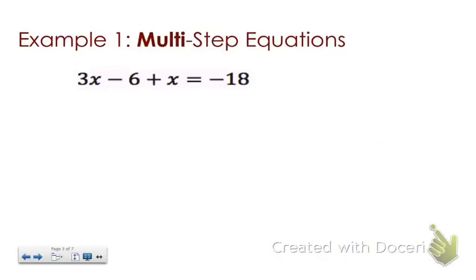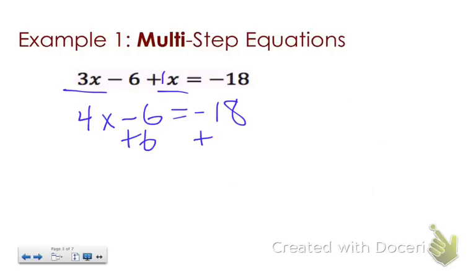Okay, so in this example, we can't distribute, but we do have some like terms. 3x plus 1x is 4x minus 6 equals negative 18. We're going to add 6 to both sides, and we end up with 4x equals negative 12.